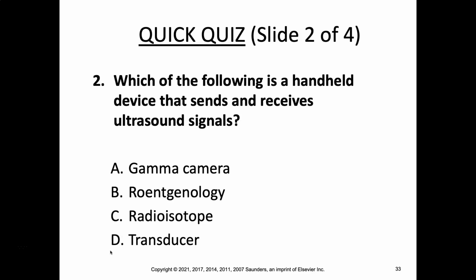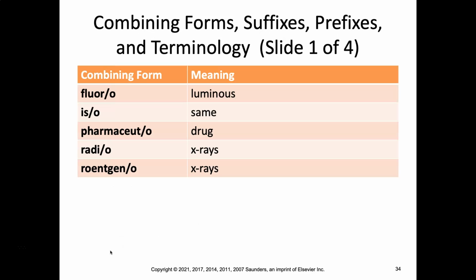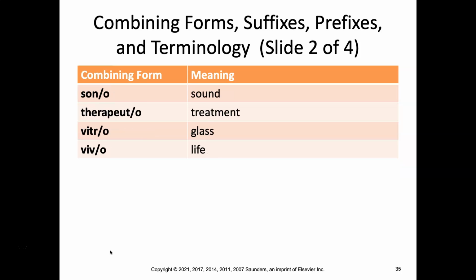Which of the following is a handheld device? Oh, we just covered this. Hopefully you get it. All right, combining forms. Remember our equation. You have a root, you add a combining vowel to it, and that equals a combining form. So we have fluoro, iso, pharmaceuto, radio, roentgeno. And watch out, because the last two are both for x-rays. Sono, therapeuto, vitro or vitro, and vivo.